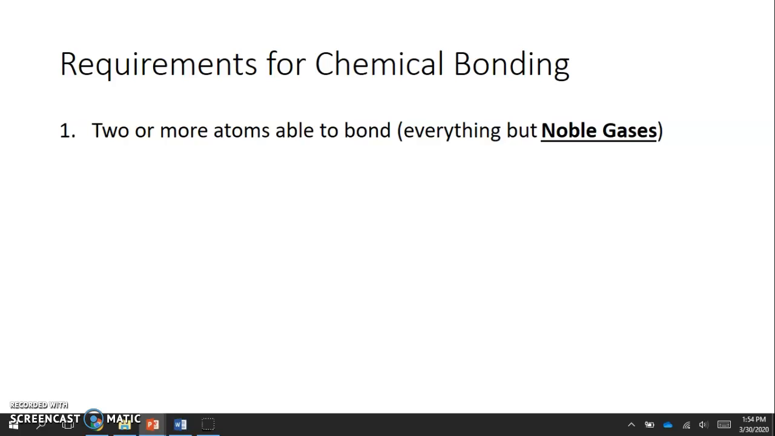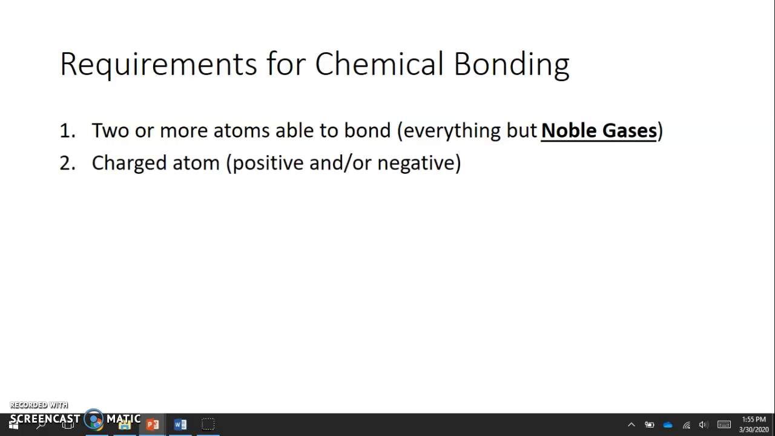Number one, 2 or more atoms are able to bond. Everything but the noble gases. The noble gases are stable. They've got a full outer shell. Their valence electrons, they have 8 of them. It's full. They're happy. They're not going to bond because they're not going to be looking for any other electrons in their outermost valence shell because they're already full.